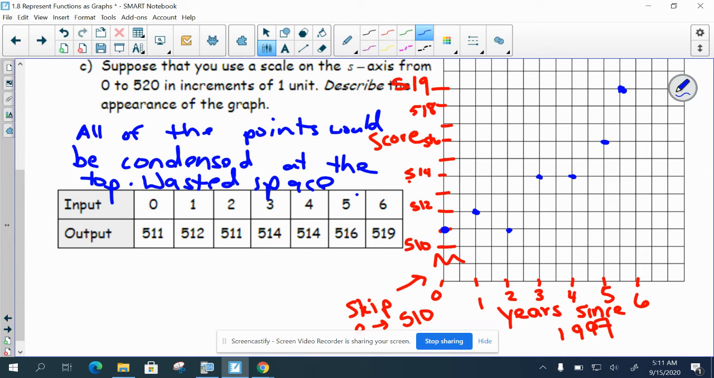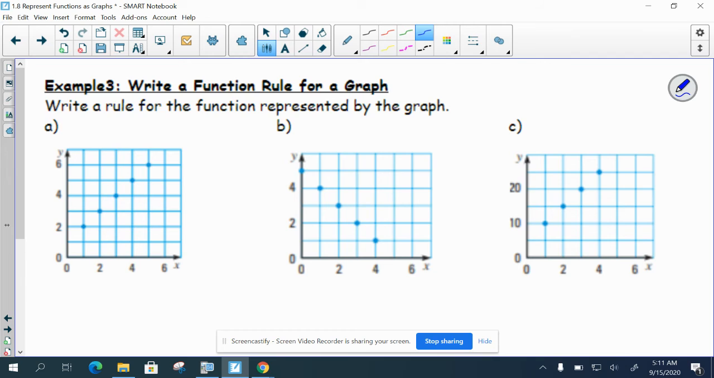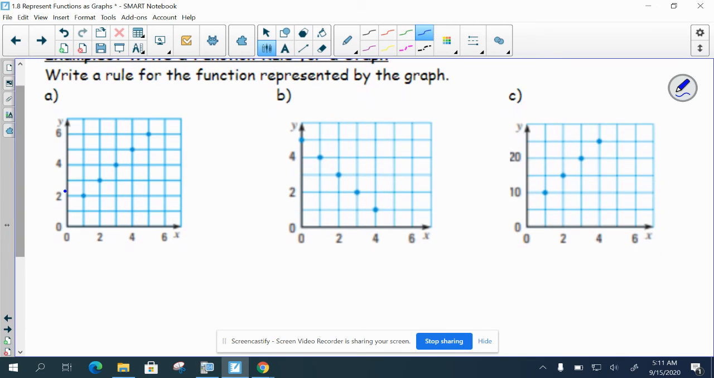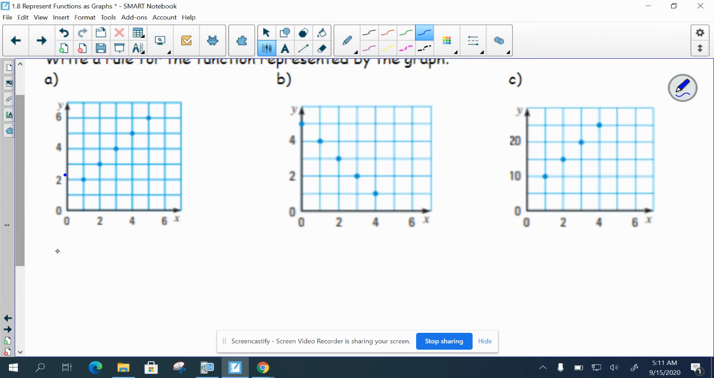All right, let's look at some examples for writing a rule for a graph. So here in part A, one thing we might want to do when we're given a graph like this is just write out the numbers in the table. So I'm going to rewrite the input-output pairs as a table.